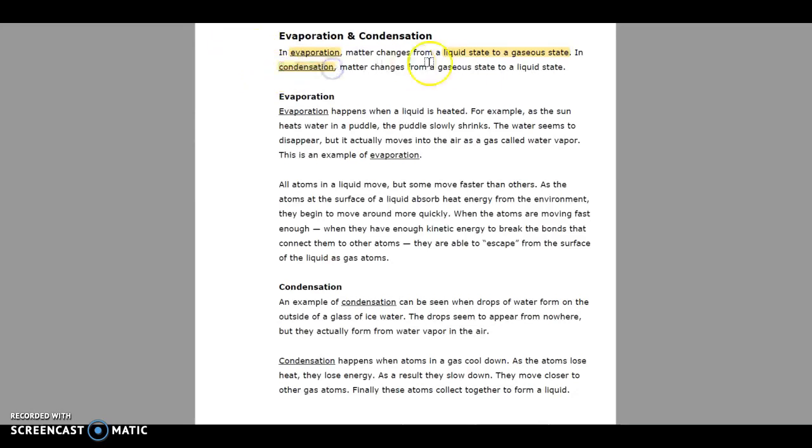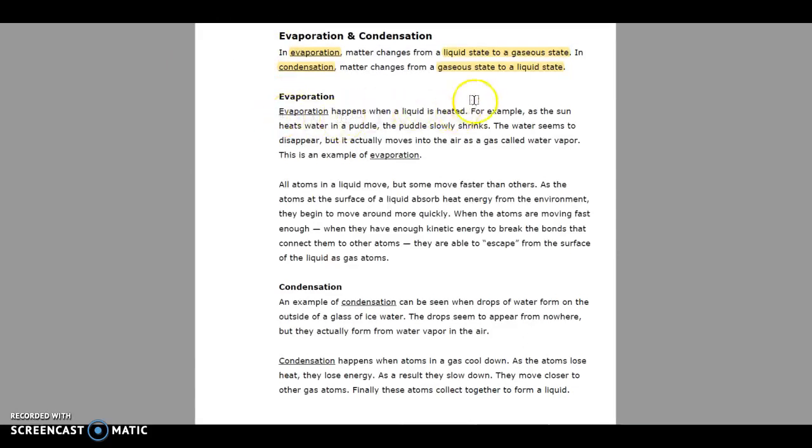Condensation is gas to a liquid. So you should write that down in the margins. Those are really important details, and since they're in the introduction, we can assume that they're going to be the most important details in the article. Okay, you should have 2 notes written down on your paper right here, but I'm going to move on.